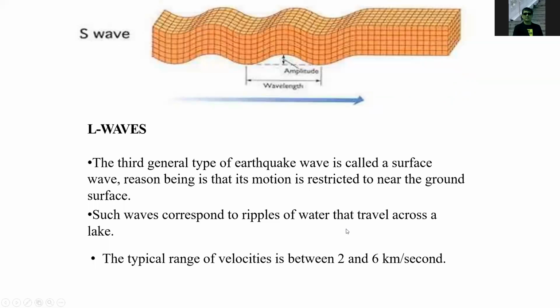So the L wave is generally a type of earthquake wave which is called a surface wave. Reasons being is that the motion is restricted near to the ground surface. Such wave corresponds to the ripple of water that travels across the lake. The range of velocities is between 2 to 6 kilometers per second. So this is a common type of wave that we experience on the bodies of water or on the surface of the earth.